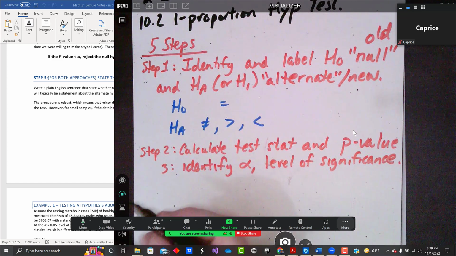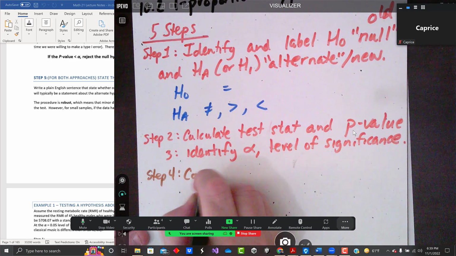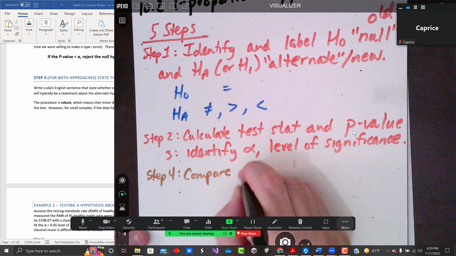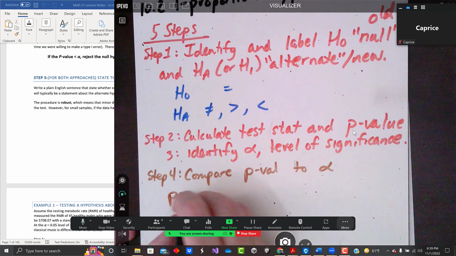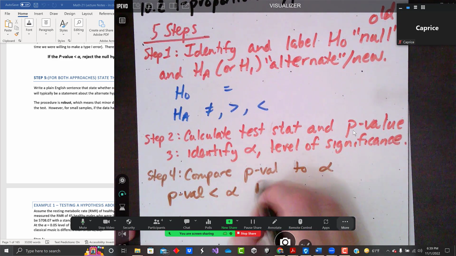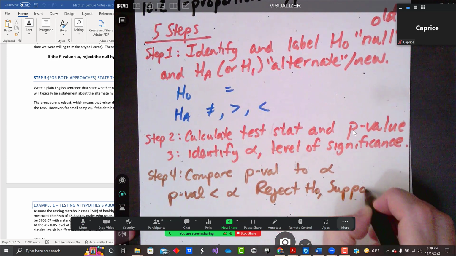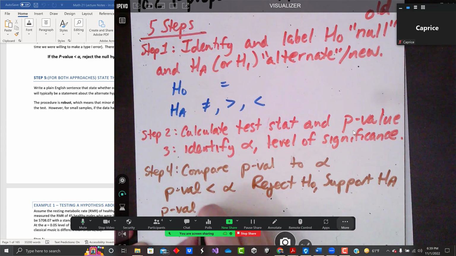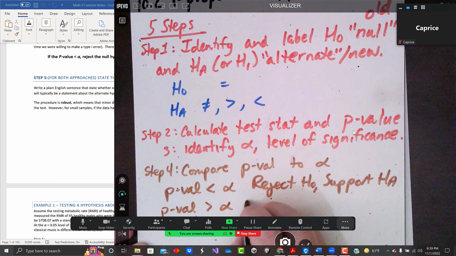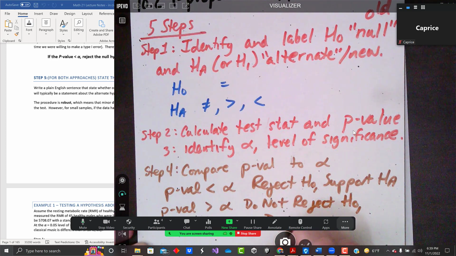Step 4, we compare the p-value to alpha. If the p-val is too low or lower than alpha, we reject the H naught and we support HA. And if the p-val is not too low, which means it's larger than alpha, we do not reject H naught, and we do not support HA.